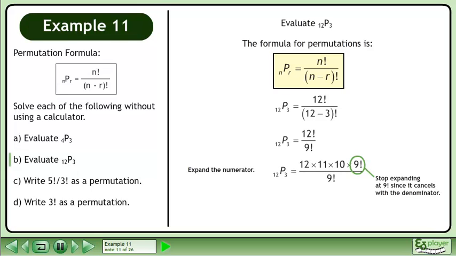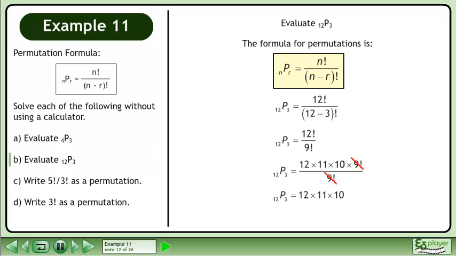Expand the numerator. Stop expanding at 9 factorial since it cancels with the denominator. The 9 factorials cancel. The answer is 12P3 equals 1320.